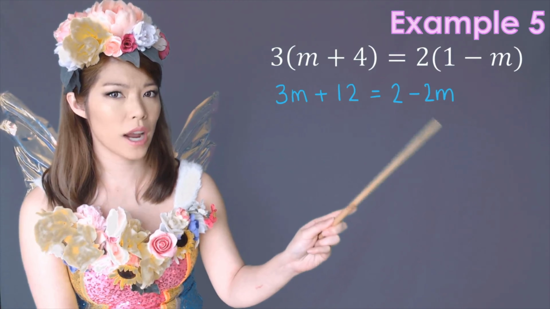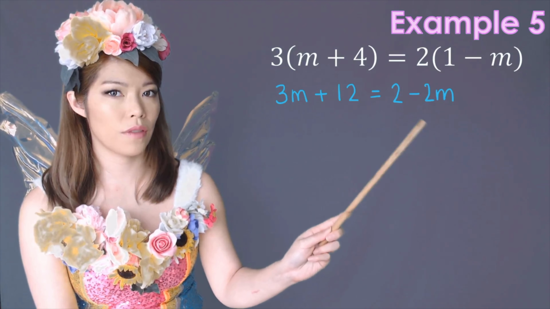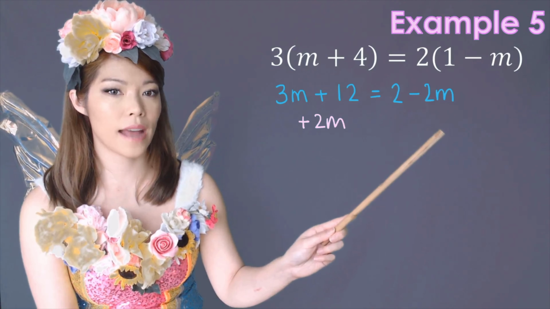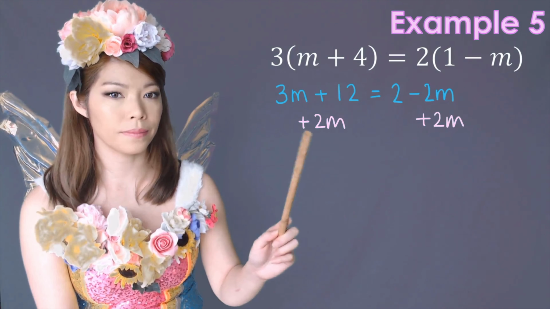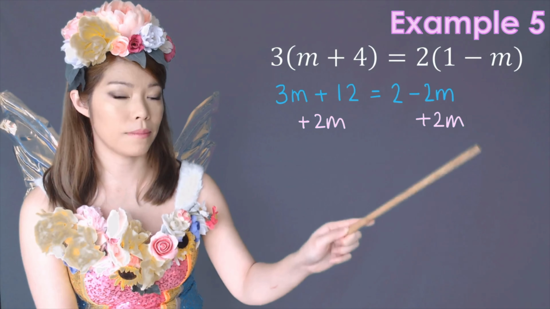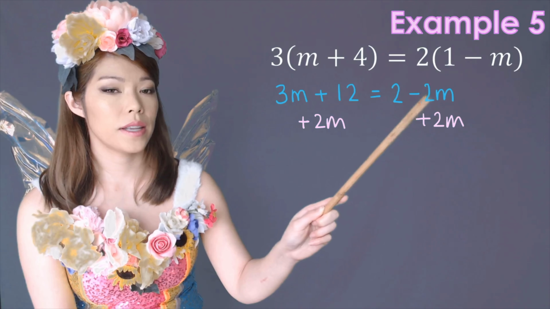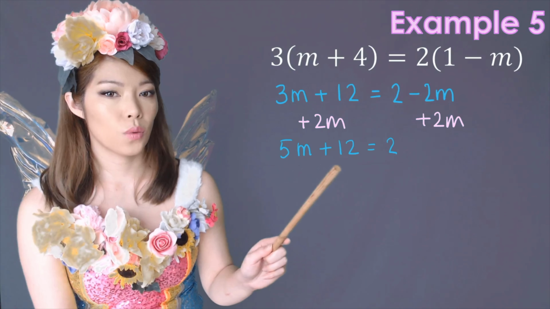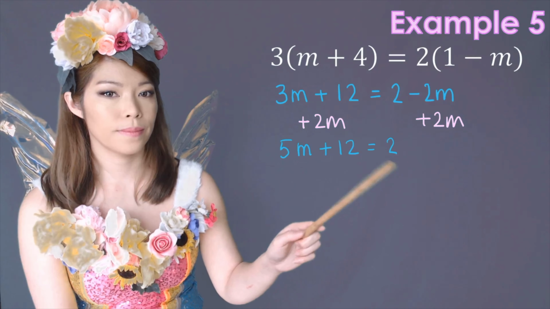So instead of subtracting, what do we do to get rid of that? We have to do the opposite, which is plus. So we add 2m on both sides. Now we have 5m on this side, and that will become 0. So remember, when you see a negative, you have to add both sides. So now we have 5m plus 12 equals 2.